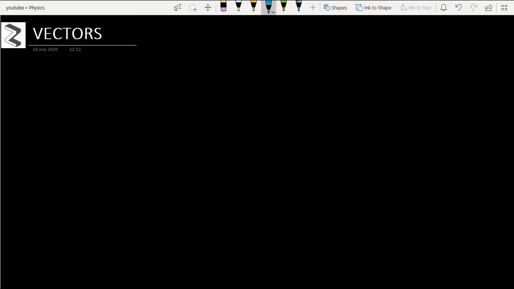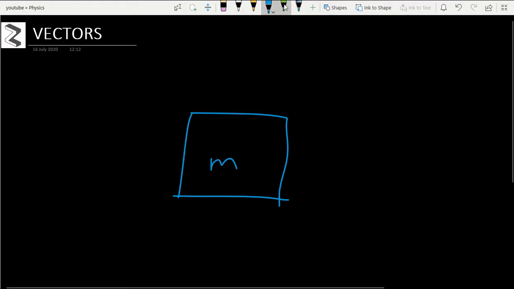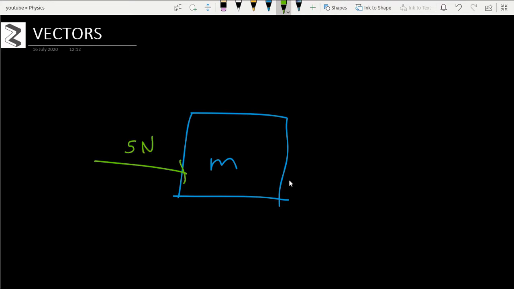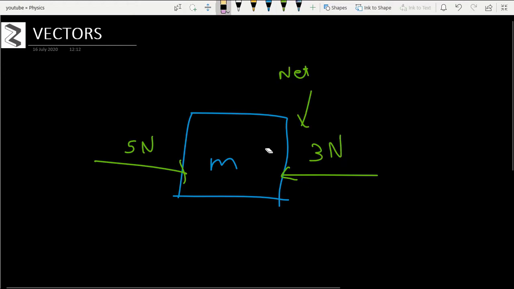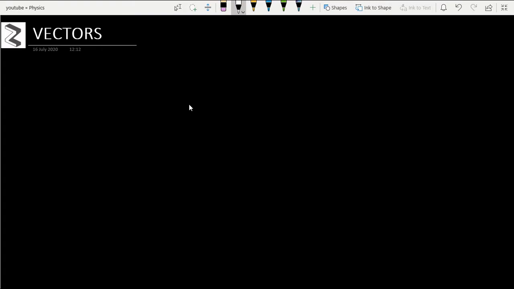Okay, so for example, there's a body of mass m kept on a surface, and there are two forces being applied. One is 5 Newton over here and one is 3 Newton over here. So we're going to get a net force of 2 Newton, which is going to be in this direction, because this is the force which is more and this is the force which is less. Okay, so this was the easy way of finding a resultant force.